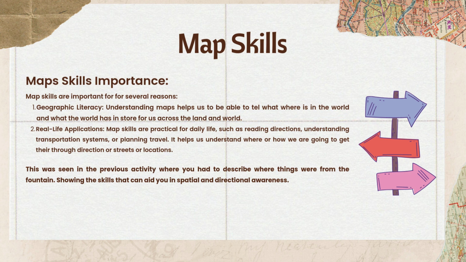The real life applications. Map skills are practical for daily life, such as reading directions, understanding transportation systems, or planning travel. It helps us understand where or how we are going to get there, as well as streets and locations along the way. This was seen in the previous activity where you had to describe things from where they were from the fountain, showing the skills that you need: spatial and directional awareness.